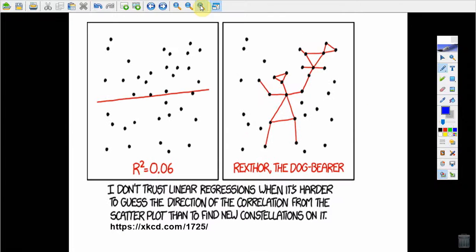So I have a little joke here from the online comic XKCD. It says, I don't trust linear regressions when it's harder to guess the direction of the correlation from the scatter plot than to find a new constellation on it. In other words, if you get an R squared of 0.06 and someone tries to make any kind of statement about what that data means, you probably shouldn't listen to them, because that is super close to 0 and you're not really going to derive a lot of meaning other than the two variables are not correlated. And so that is his warning.